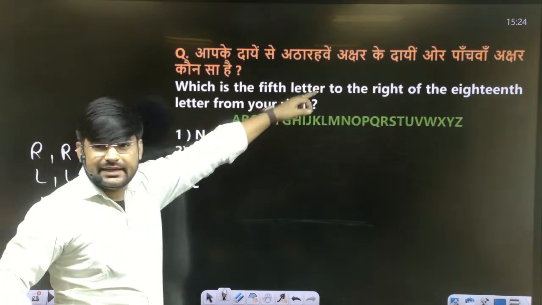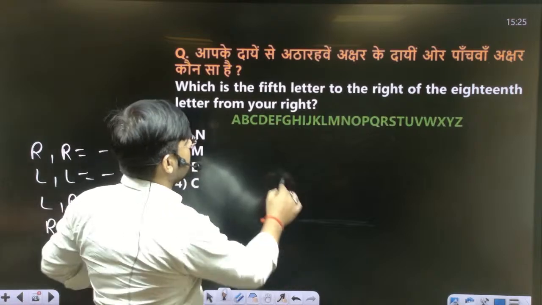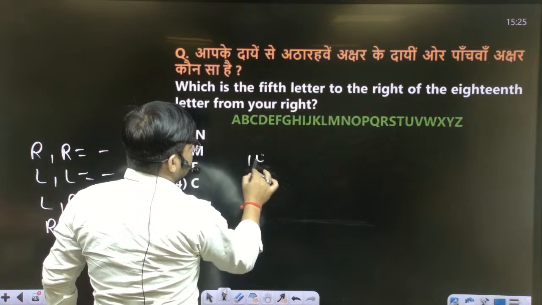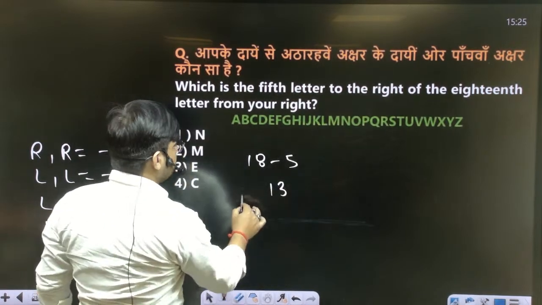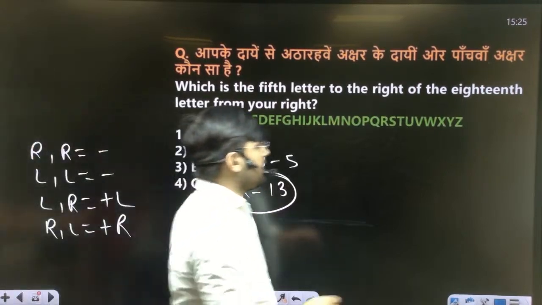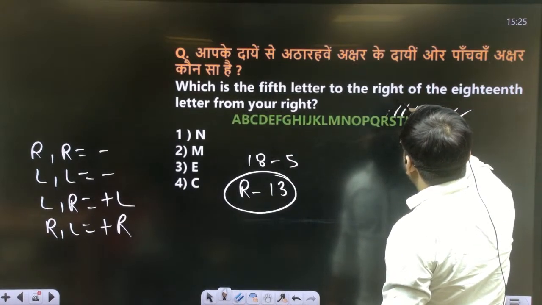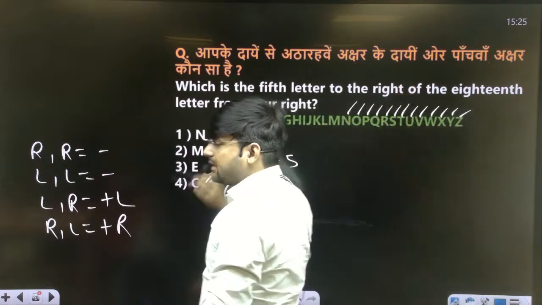There are right and right, so you have to subtract. Which numbers? 18th and 5th. 18th minus 5th, it's the 13th from the right. So counting 1, 2, 3, 4, 5, 6, 7, 8, 9, 10, 11, 12 and 13th. N is the correct answer.